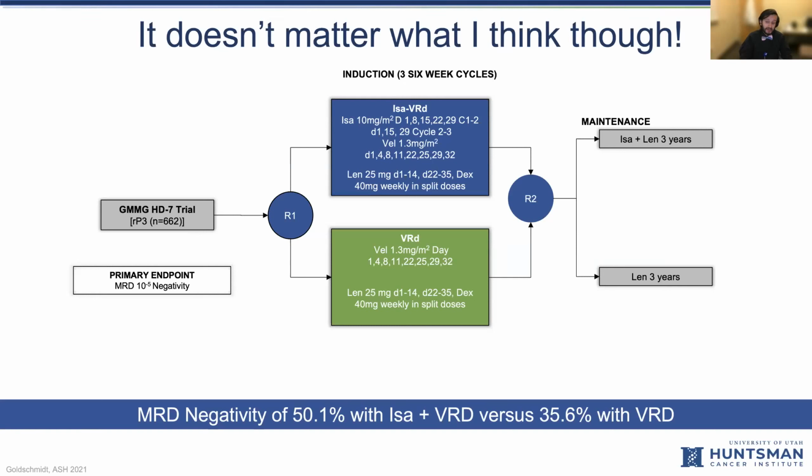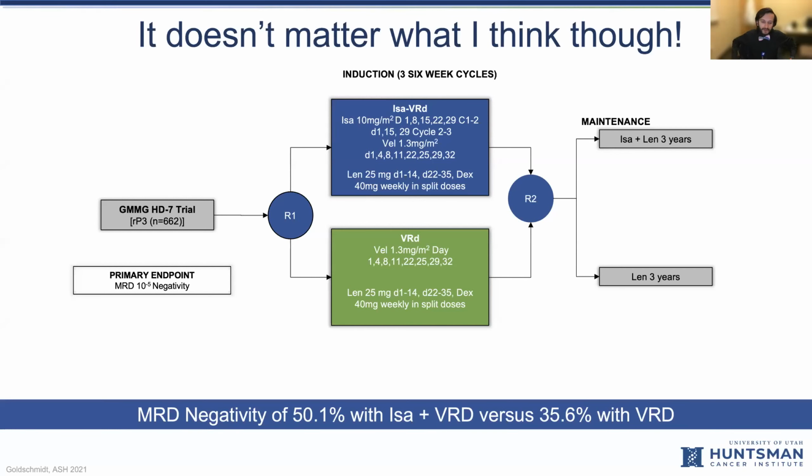But I don't think it really matters what I think, because we already have a randomized trial that was presented at ASH 2021, where isatuximab VRD was compared to VRD, all right? And lo and behold, you had more MRD negativity with ISA-VRD.